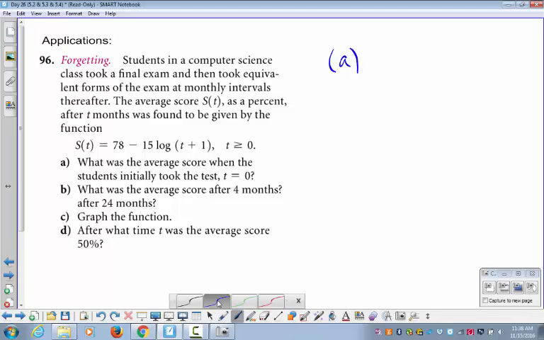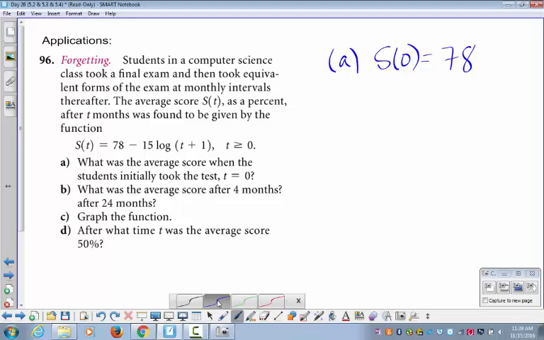So in the beginning, that's when time is 0. You take the test. And what do we get there? S of 0 is, what's that? 78. That's the initial score, because log of 1 is 0. We've just seen that log of 1 is 0 for any base. All basic logarithmic functions pass through the point (1, 0). In other words, log of 1 is 0. All right, so that's the initial average.